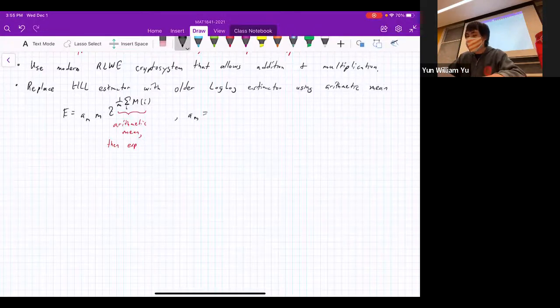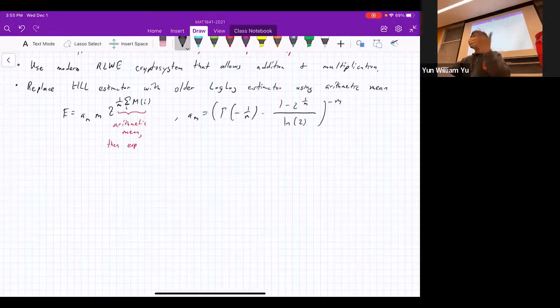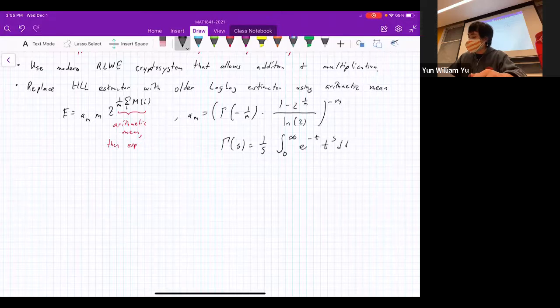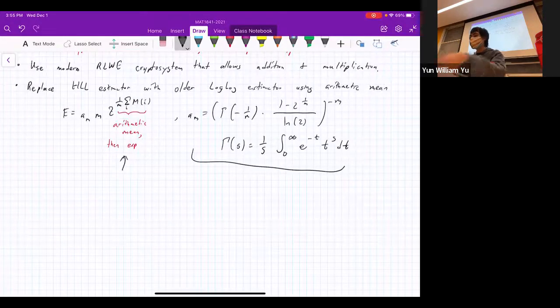Where AM has some complicated form, it's a gamma function of minus 1 over M times 1 minus 2 to the 1 over M over natural log of 2 to the minus M. But note that, of course, that doesn't have any dependence on our actual values. This is some constant that's pre-computed, where this is, of course, just the gamma function. So you can basically ignore this since this is all pre-computation, and the important step's just right here.